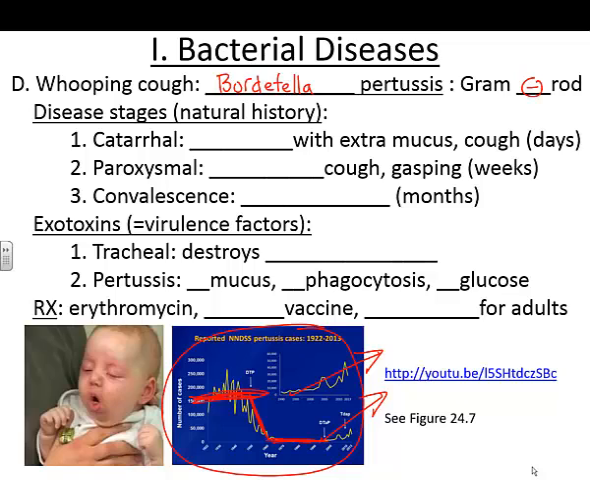First, the catarrhal stage is similar to a cold, only with much heavier mucus and prolonged cough. Next, the disease progresses to the paroxysmal stage, where violent coughing and gasping for breath occurs. The disease is named for the distinct whooping sound patients make in a desperate attempt to get oxygen between coughing fits. It sounds a bit like this.